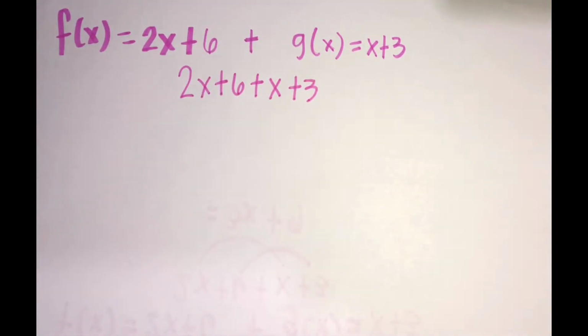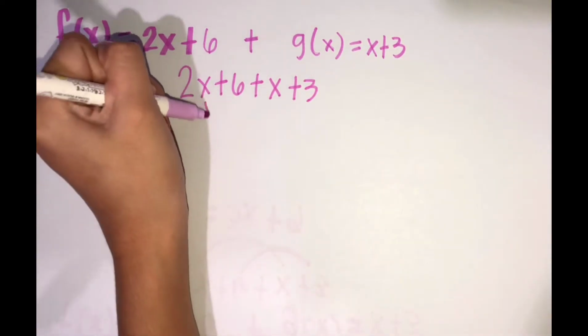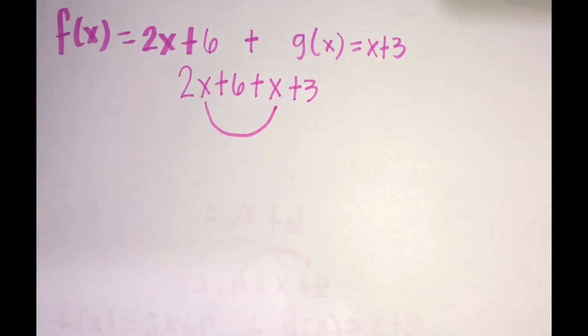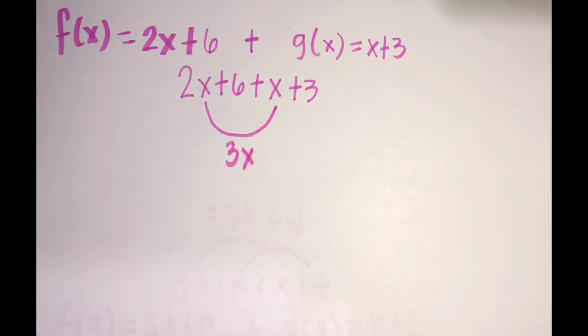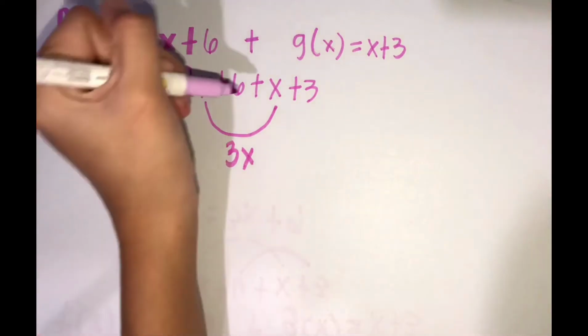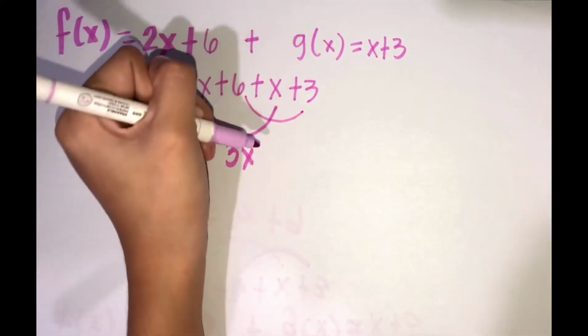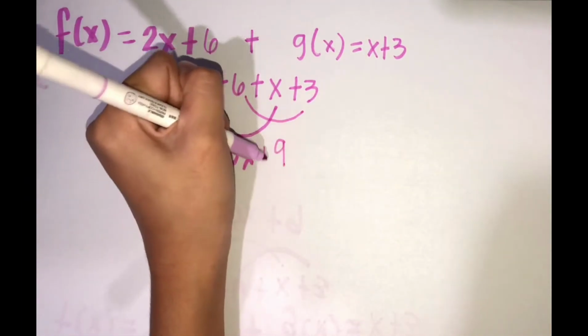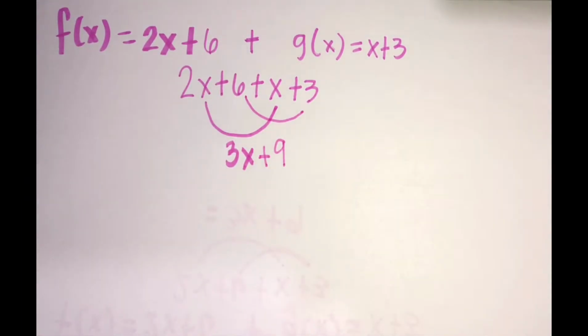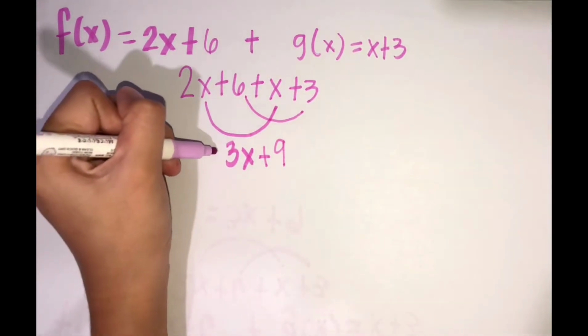After the substitution, it is now the time that we have to simplify by finding and adding like terms. 2x plus x. Always remember that x has a value of 1, so 2x plus x gives us a sum of 3x. Next, let us add the constant numbers, which is 6 plus 3. That gives us the sum of 9. So, our answer is simply 3x plus 9.